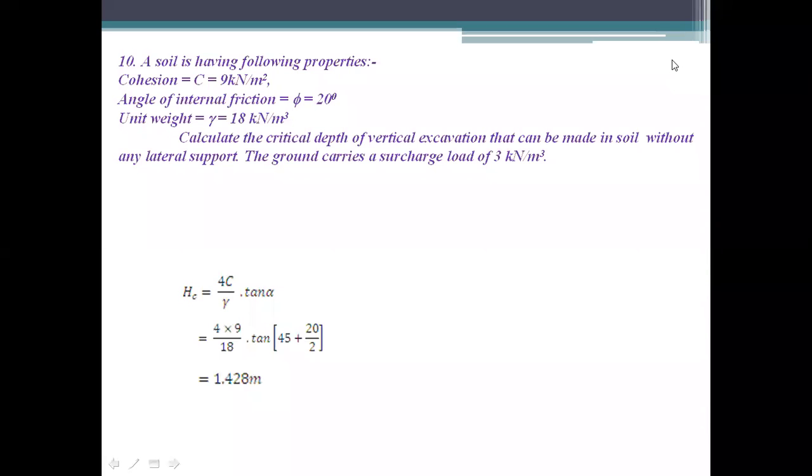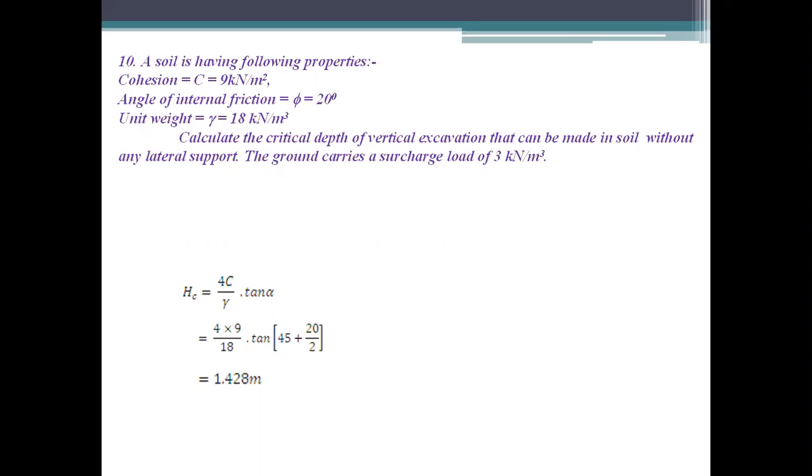Good morning, class. Today we are going to do two numericals on unit number 3, lateral earth pressure. So, firstly, this is the 10th numerical we are doing. Kindly have a look. Soil is having the following properties.